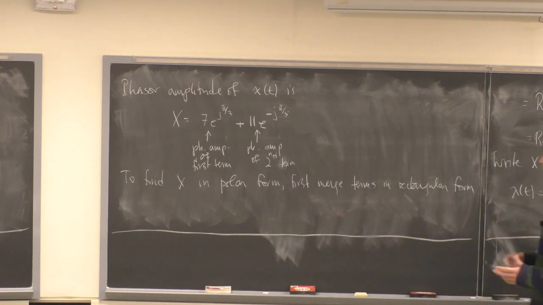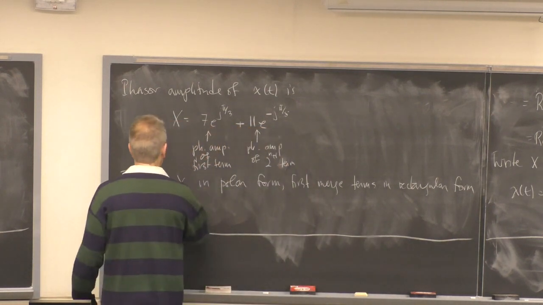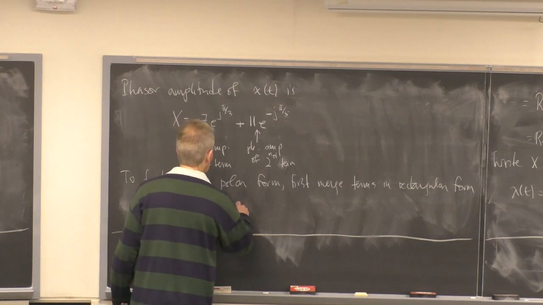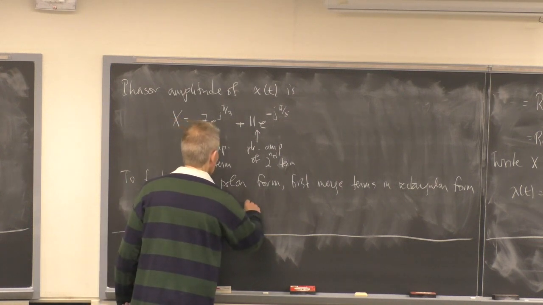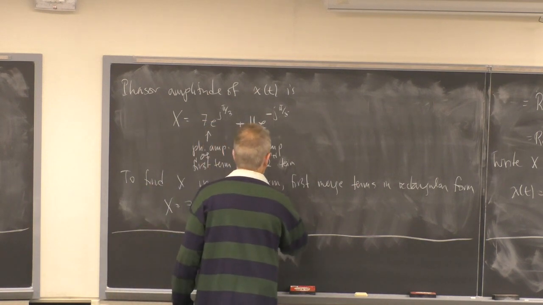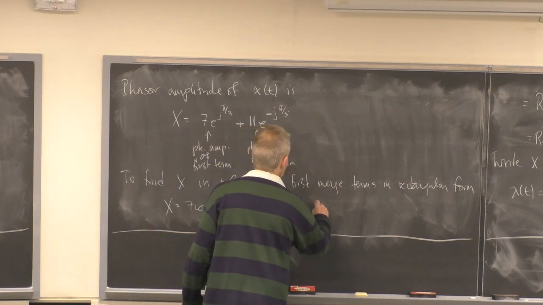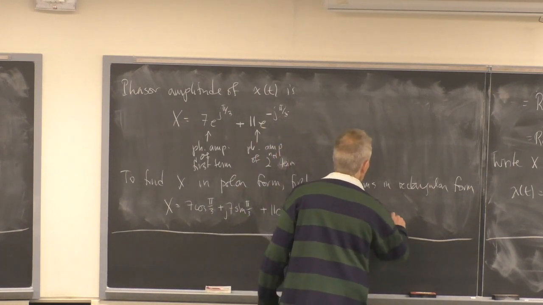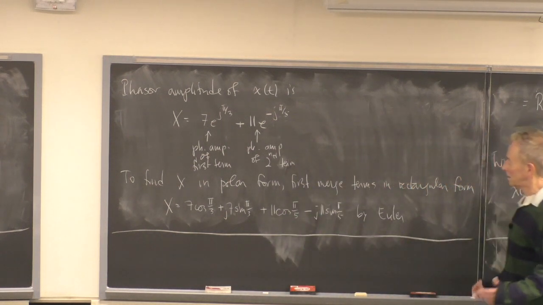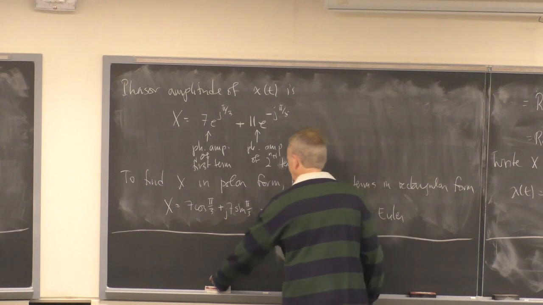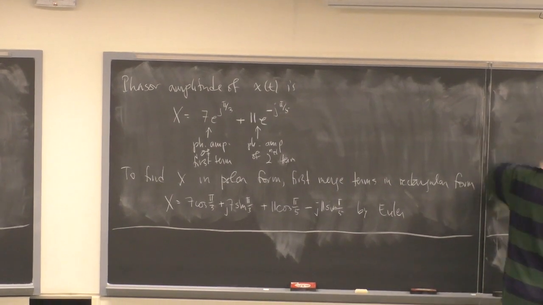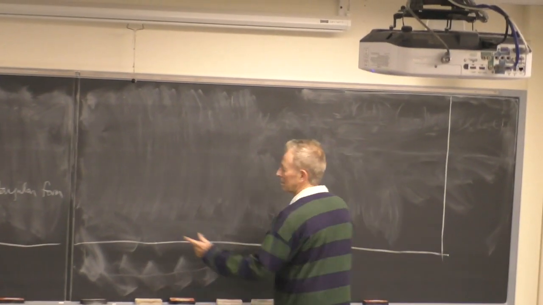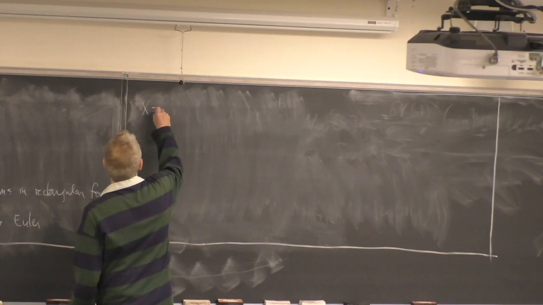But anyway, what we do is, so x is equal to 7 cos pi over 3 plus j times 7 sine pi over 3. This is by Euler's, plus 11 cos pi over 5 minus j times 11 sine pi over 5. So that's by Euler, right? And in turn, you see the real part of that is going to be the sum of the first and third pieces. So x is equal to this.